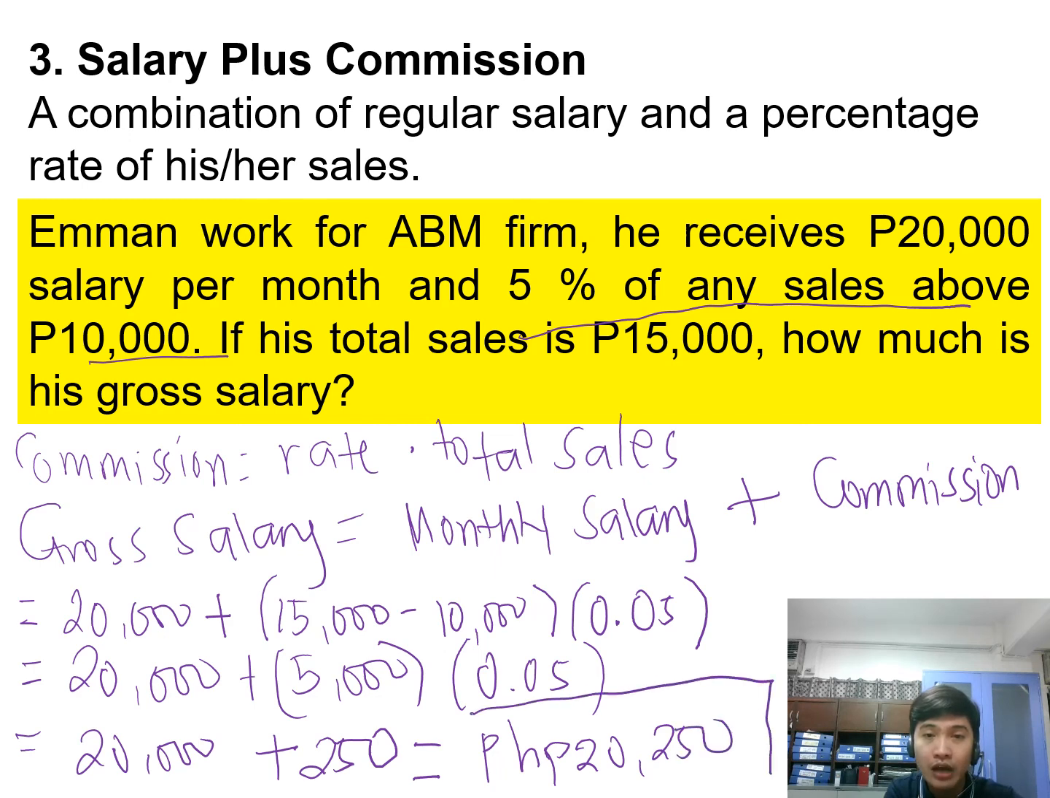Ito ngayon ang magiging gross salary ni Eman considering na 20,000 pesos ang kanyang monthly salary at 5% of any sales above 10,000 pesos yung makukuha niya, combining them together. Yung 20,000 pesos na monthly salary at yung 5% nung sales above 10,000 pesos. Considering na ang total sales ay 15,000 pesos, getting the 5% of yung above 10,000 pesos na sale, which is 5,000, yun po ay 250 pesos. I-add sa 20,000, you have 20,250 pesos. Yun ang magiging gross salary ni Eman.